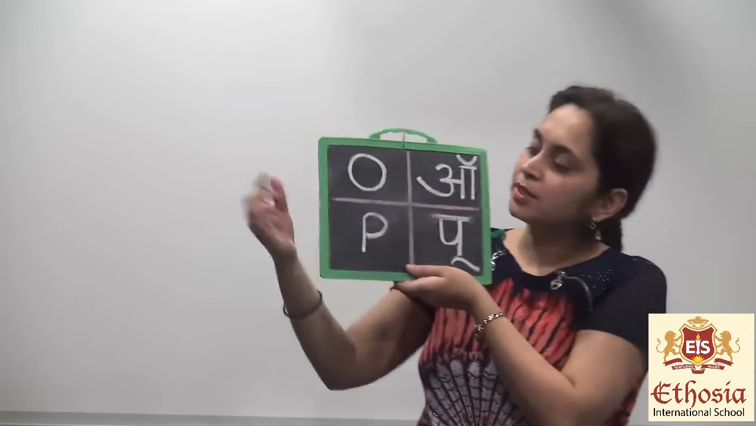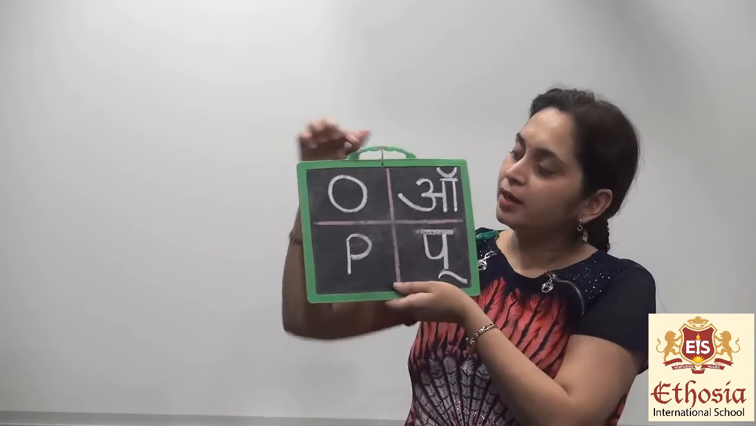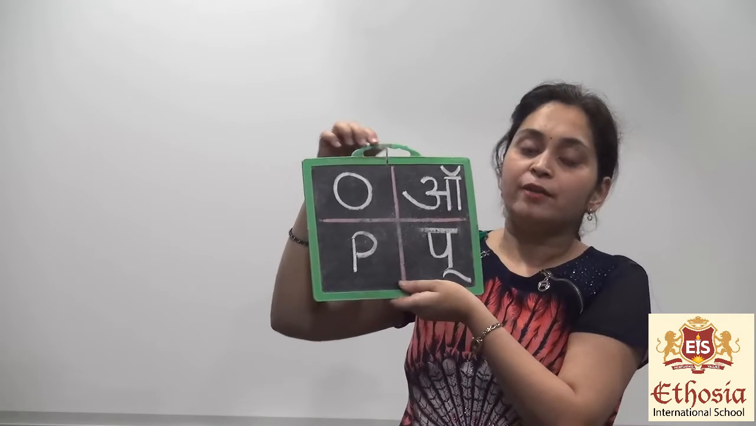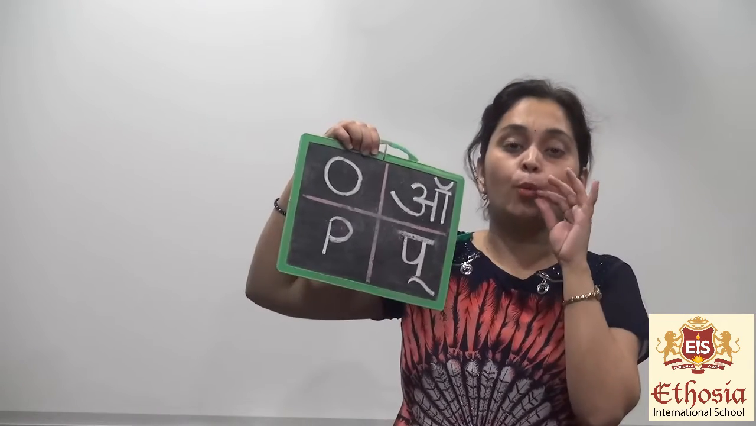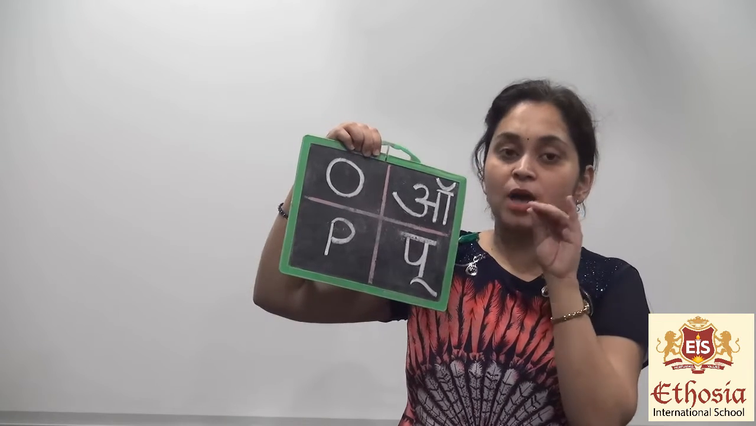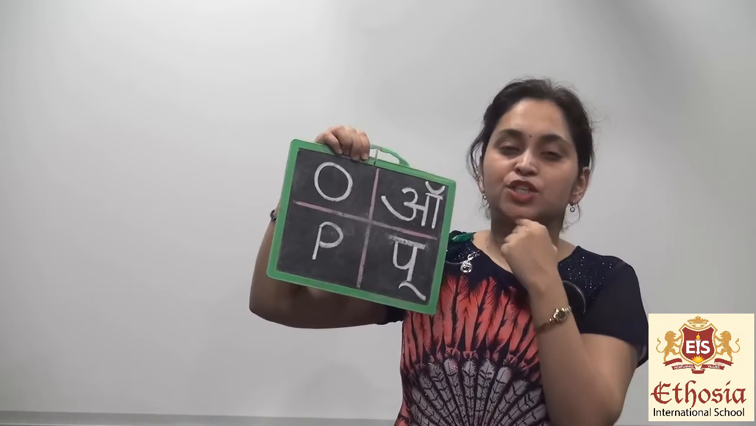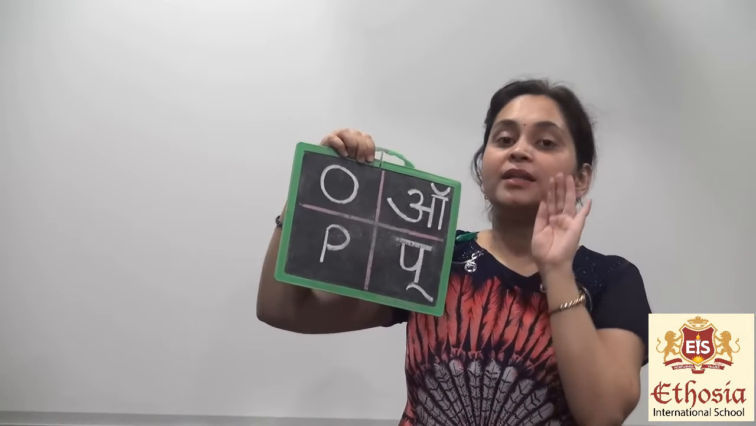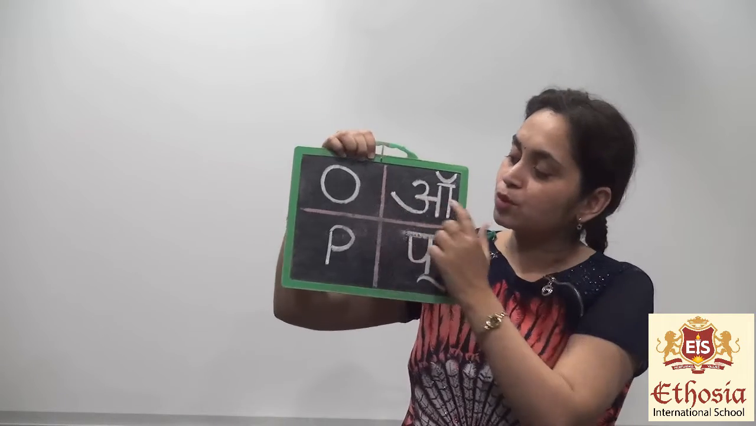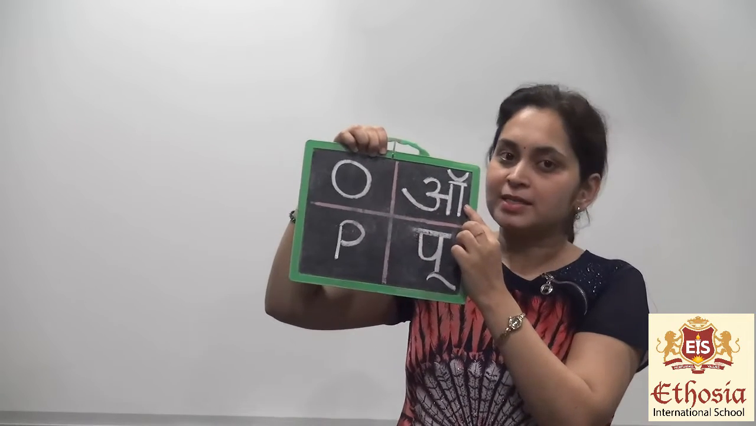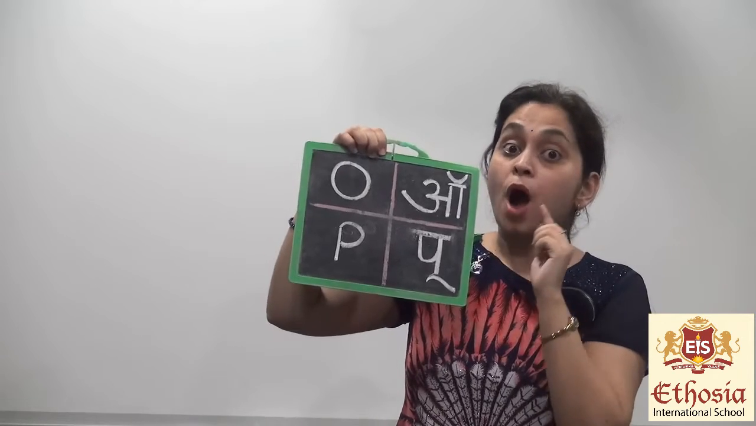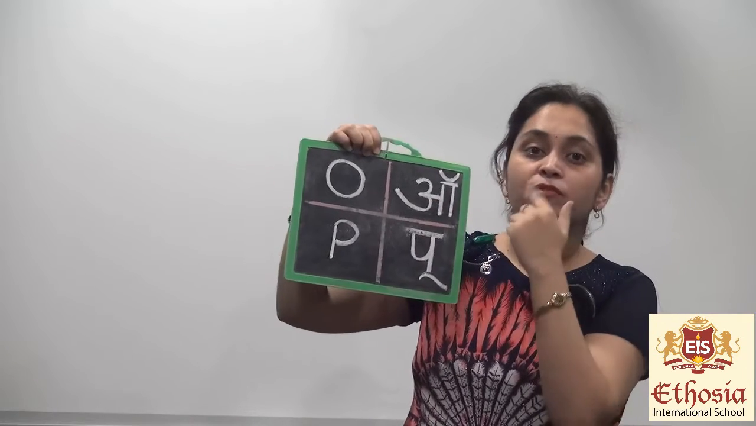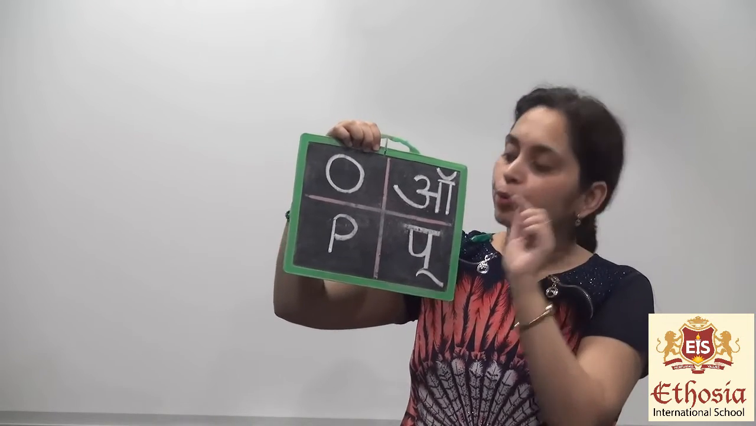Now here comes the alphabet O. When we take out the phonic sound of this alphabet, we have to open our mouth and take out the sound like this, O. The shape of your lips will be round and then you have to take out the sound. So O says O. Is it clear to you? Like ostrich is there, owl is there, so you have to take out the sound ow.